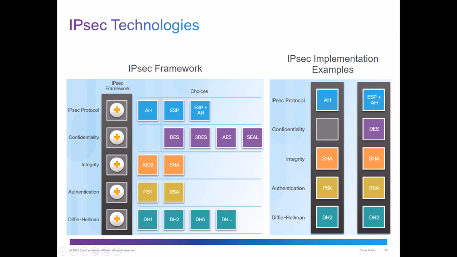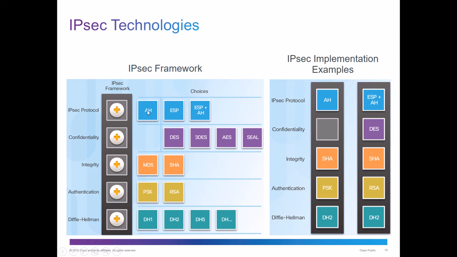So if you choose AH, you are not encrypting the payload. You just want to make sure that the data has integrity. You authenticate the user, and we'll use Diffie-Hellman to pass keys to each other. If you choose that you want to encrypt the payload, you choose ESP, and then you have different choices, DES, triple DES, AES, or SEAL, to encrypt your payload. You can also check for integrity and authentication, and you can use any of the Diffie-Hellman groups to exchange symmetric keys with each other.